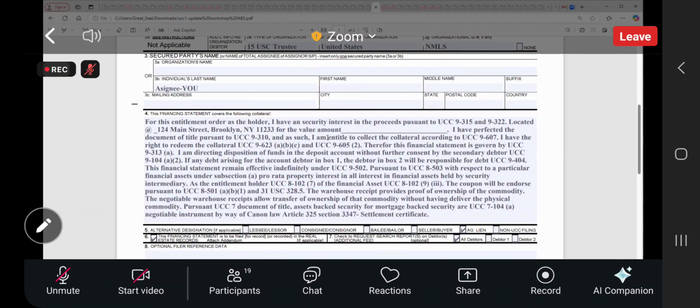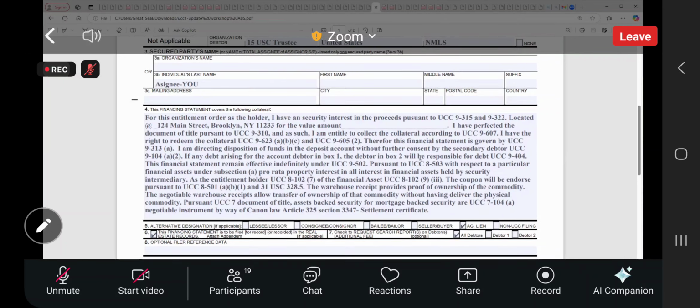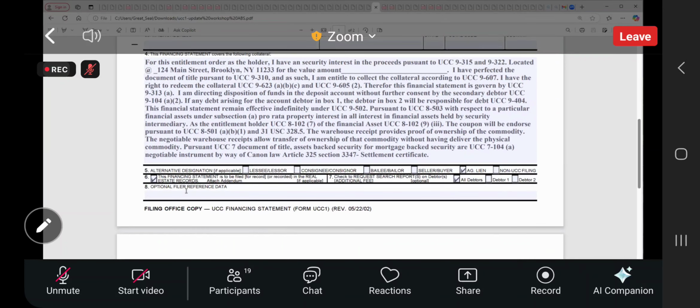The codes start talking to them. So you must understand these codes, know what box to check. Now, we go down here to box 5. Now, you got lessor, lessee, lessee or lessor. You got a consignee or consignor. You got bailee or bailor, seller, buyer, AG lien, or non-UCC filing.